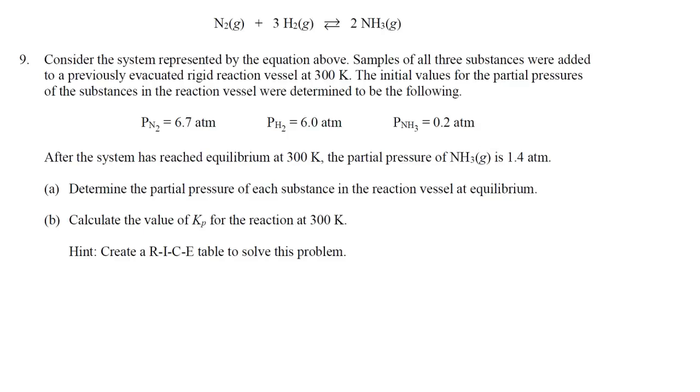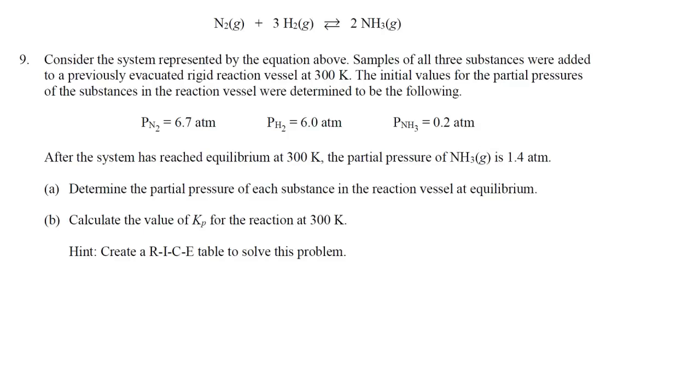The partial pressure of nitrogen gas, N2, is equal to 6.7 atmospheres. The partial pressure of hydrogen gas, or H2, is equal to 6.0 atmospheres. And the partial pressure of ammonia, or NH3, is equal to 0.2 atmospheres. After the system has reached equilibrium at 300 Kelvin, the partial pressure of the ammonia gas is 1.4 atmospheres.